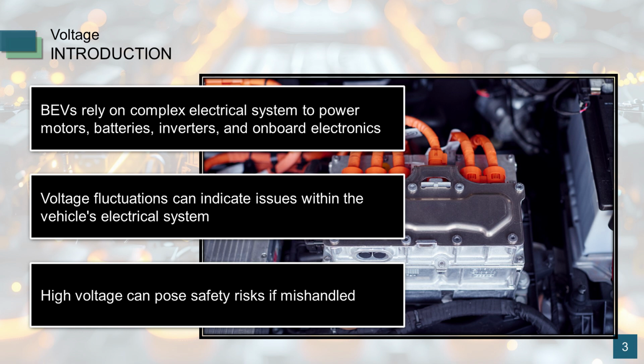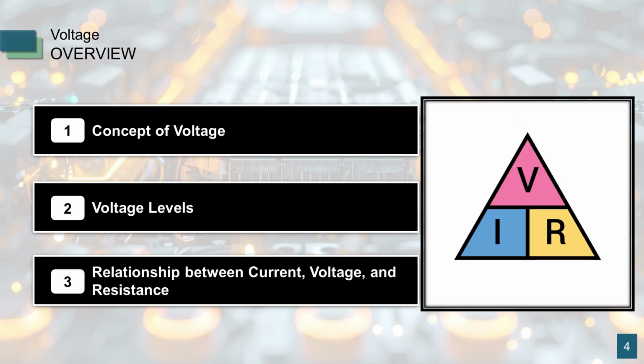High voltage can pose serious safety risks if mishandled. Technicians must understand the significance of voltage levels and take appropriate safety precautions when working on high voltage components to prevent accidents or injuries. In this lesson, we will focus on the concept of voltage, the different types of voltages in battery electric vehicles, and the relationship between current, voltage, and resistance using Ohm's law.